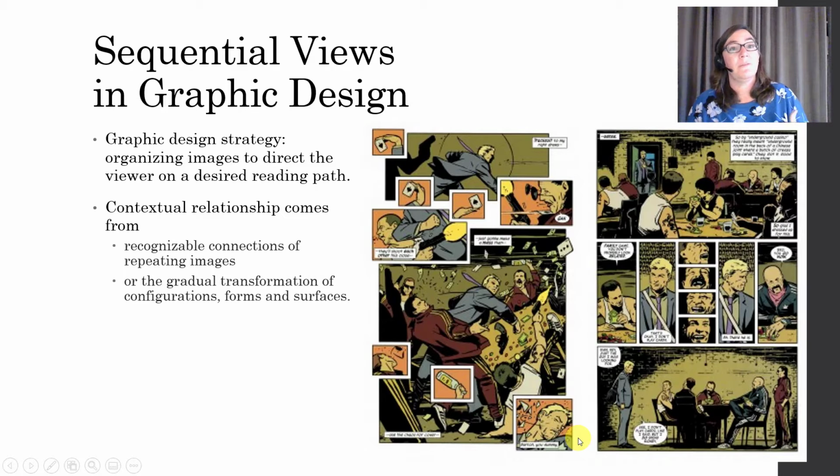The sequential views need to have a relationship to each other. It's a contextual relationship, and that comes from connections between the images, recognizable connections between the repeating images. And a lot of those connections form from gradual transformation of the different forms and surfaces. Go back to that chocolate bunny. That's what we're talking about, gradual transformation.